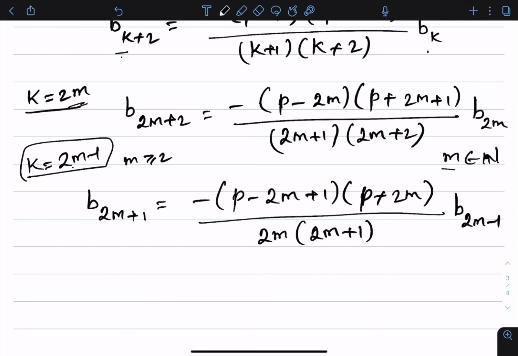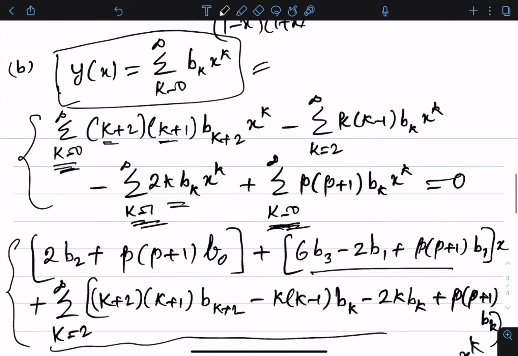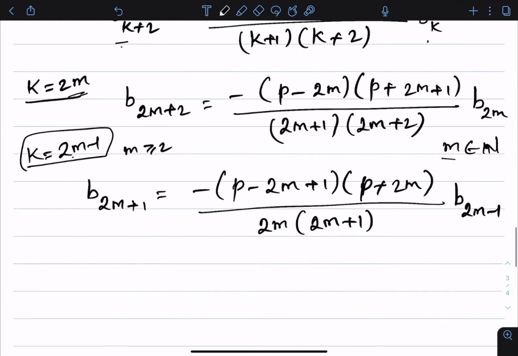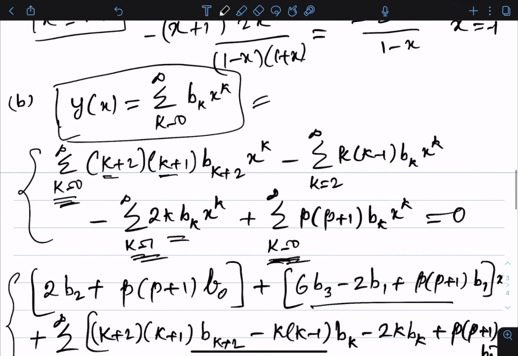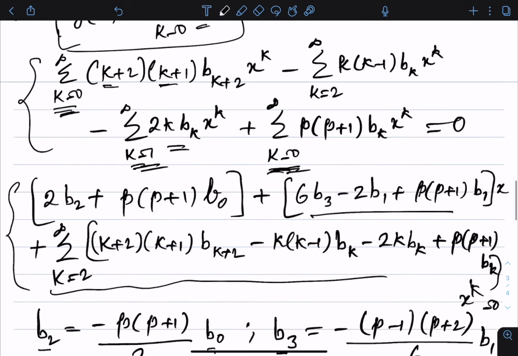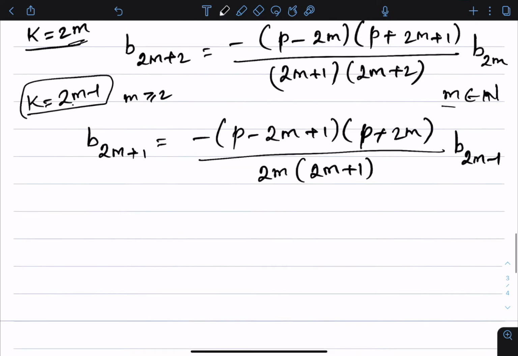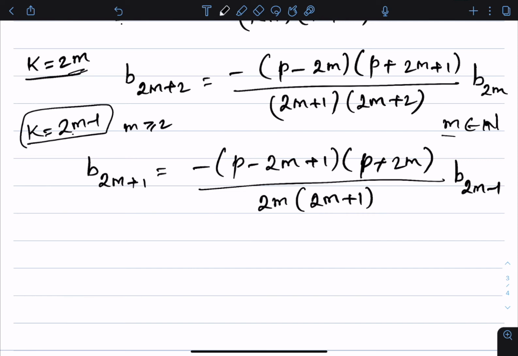Okay, so this is the relation that we have for the coefficients b, and this b is something that starts from the power series. So if we find all b, then we have found y, that power series solution. So these b's have these relations.